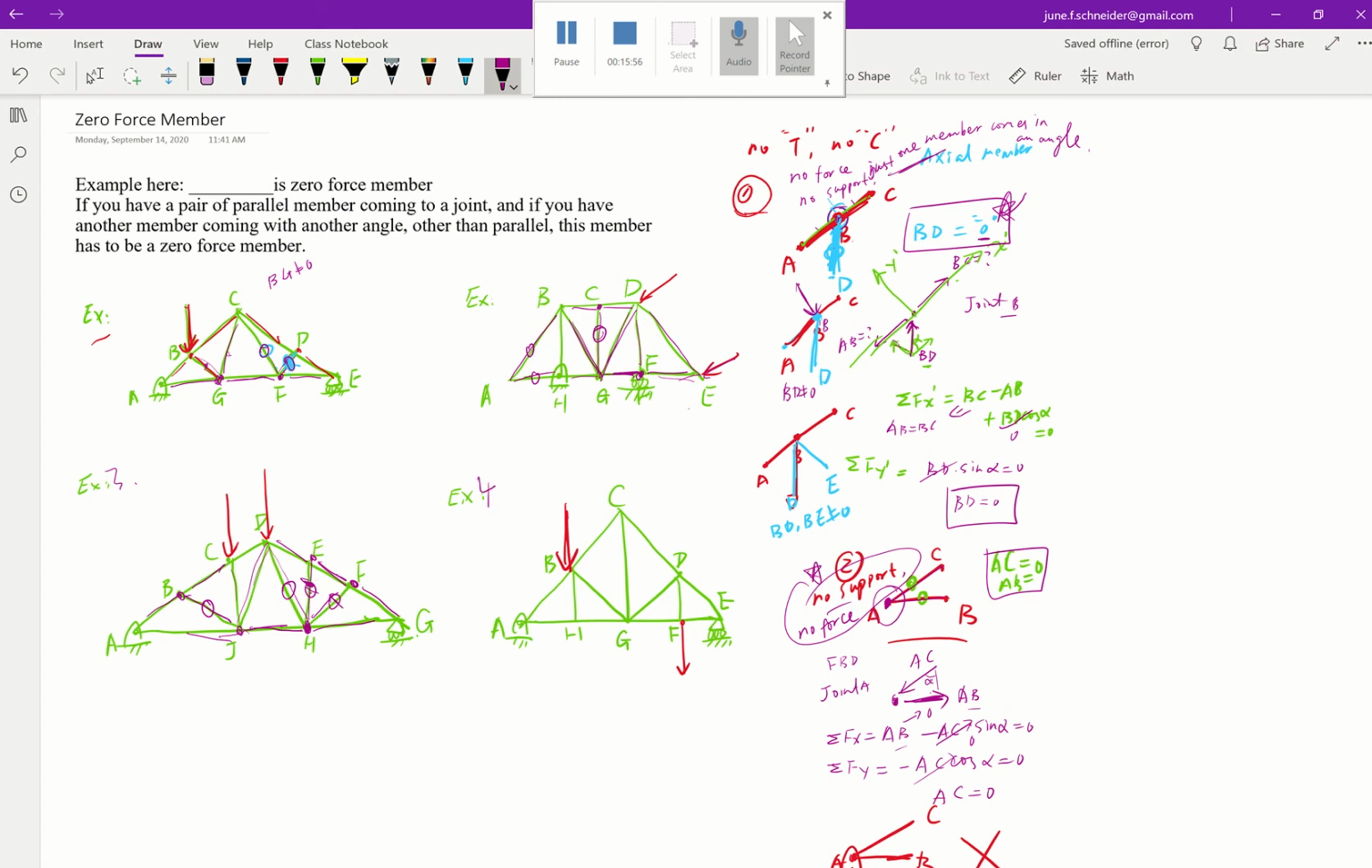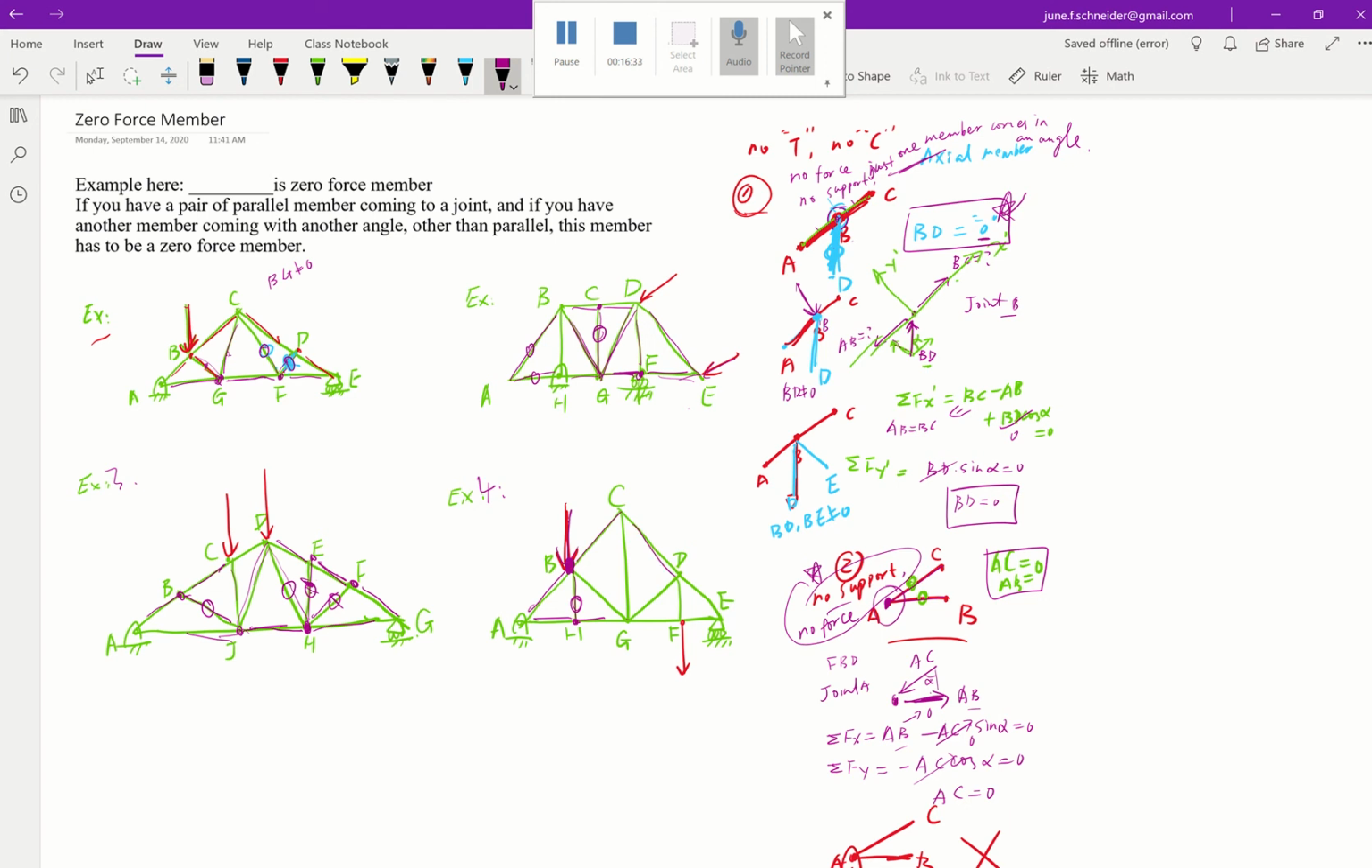Okay, so let's move to example 4. Any zero force member here? Let's take a look. AH and HG come at point H, and BH comes in as the only member, no external support, no external loading, so BH has to be a zero force member. Anything else like that? And you might say, okay, how about AB and BC coming in at B, and since BH is a zero force member, BG will be too, but the answer would be wrong because you have what? External force right here.